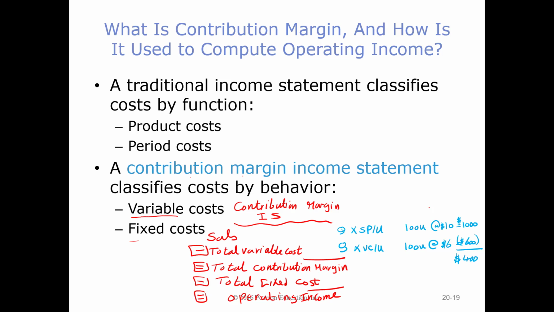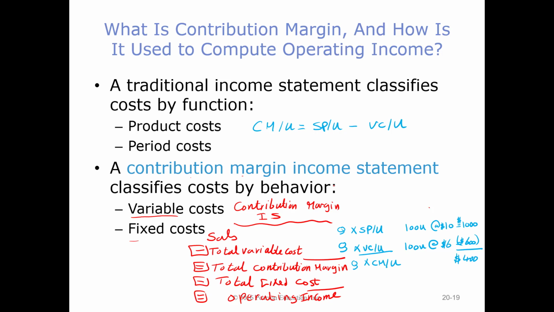Very good. So I can say that the total contribution margin can be calculated by Q multiplied by what we call contribution margin per unit. How should I get the contribution margin per unit? Contribution margin per unit is the selling price per unit minus variable cost per unit.